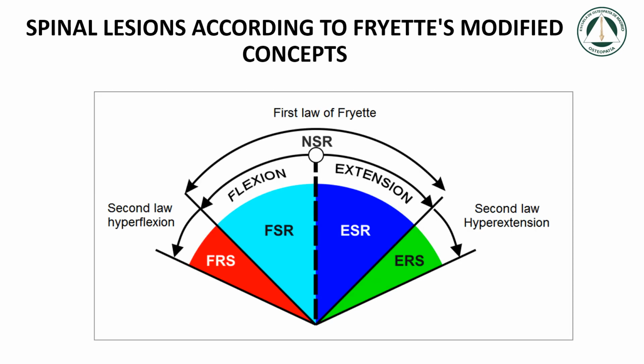This diagram shows a synthesis of Fryette's intervertebral dysfunctions. In neutral position, flexion or extension, a neutral dysfunction occurs. That is, NSR, FSR, ESR. In hyperflexion or hyperextension, a non-neutral dysfunction occurs. That is, FRS or ERS.